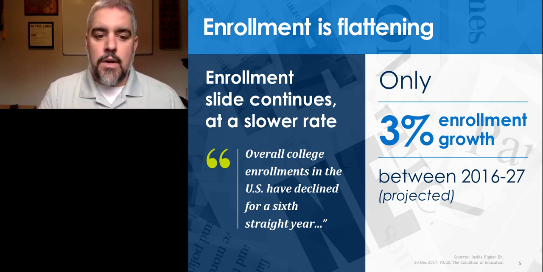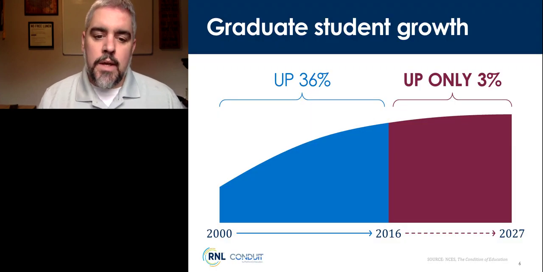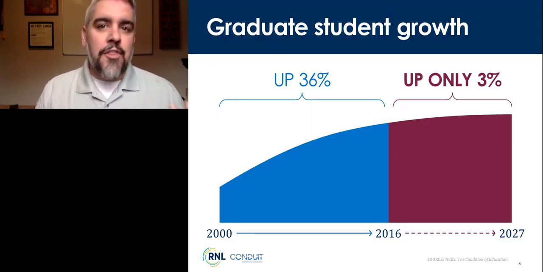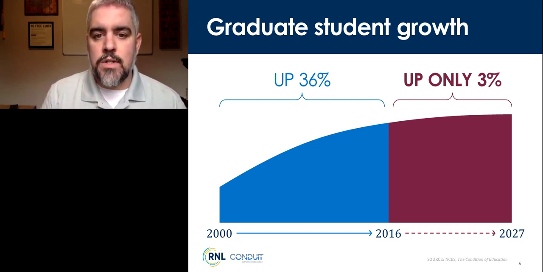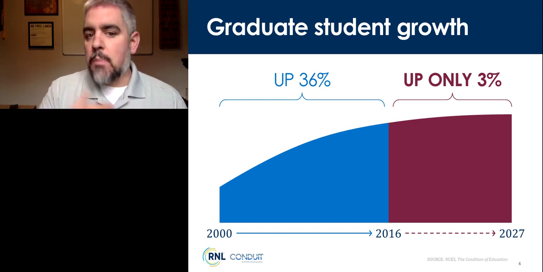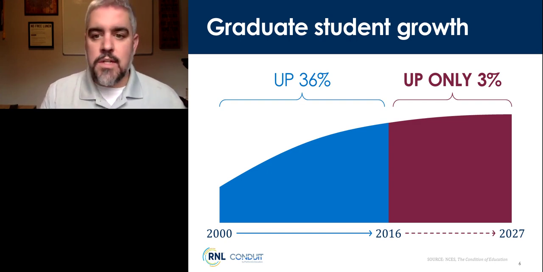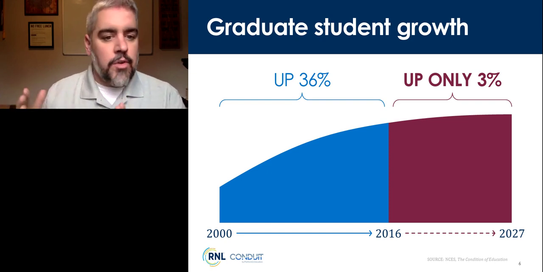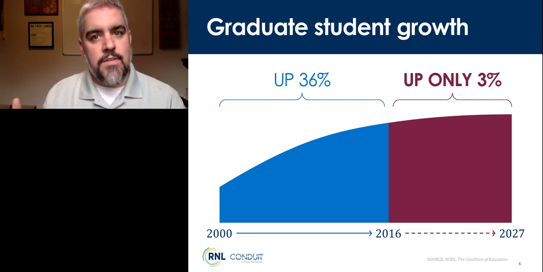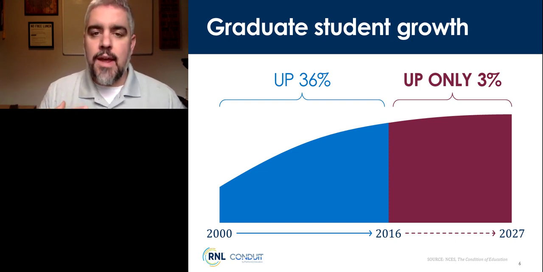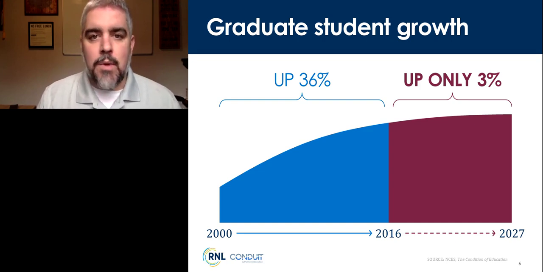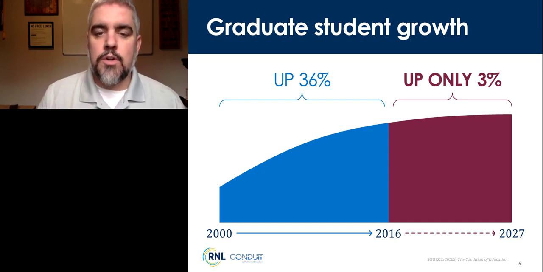When we think about growth, especially in graduate student recruitment, for a while you could have been doing nothing and still seen some growth because the population of prospective students continued to increase, up 36% between 2000 and 2016. But now, forecasting growth of only about 3% between 2016 and 2027, we're looking at a zero-sum game, right? Any new enrollments you gain are going to be enrollments that are lost by somebody else. So it's a pretty competitive marketplace when it comes to growing adult learners and identifying new leads.